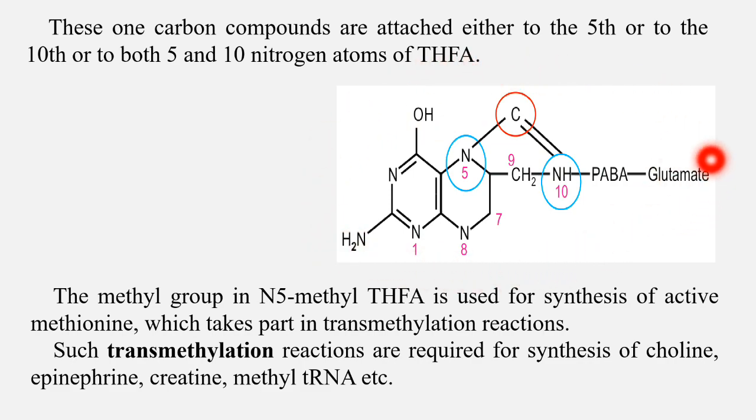This is the structure of tetrahydrofolic acid. So, pteridine ring and PABA, para-aminobenzoic acid, and glutamate or glutamic acid. Here N5 or N10. If it is attached to both, it is called N5, N10. There are different groups like N5 methyl, N5,N10 methylene, like that. The methyl group in N5 methyl tetrahydrofolic acid is used for synthesis of active methionine. The active form of methionine is S-adenosyl methionine, that is called SAM.